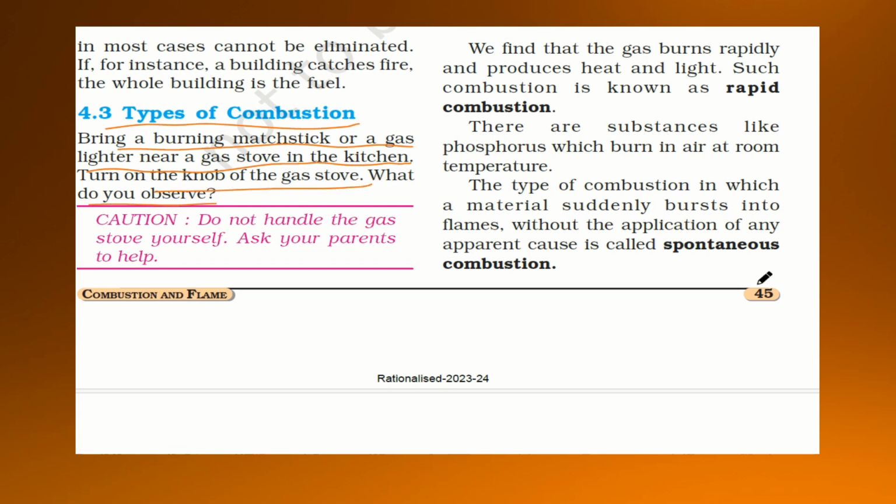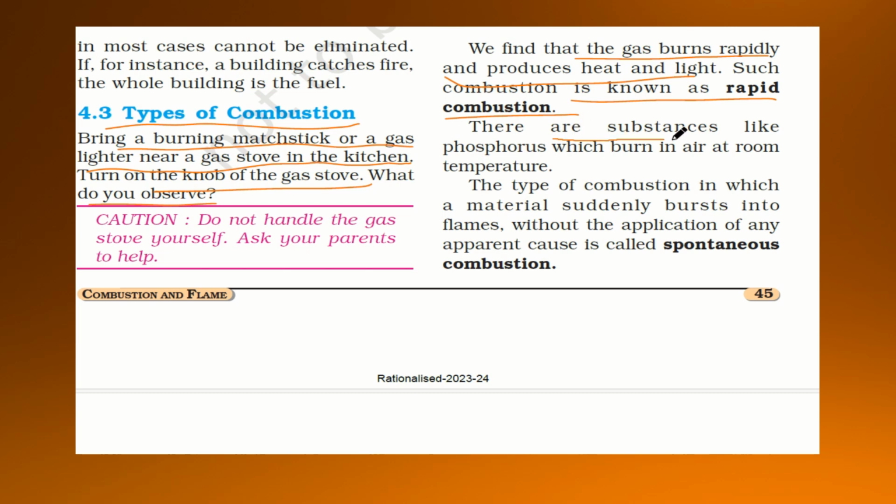So we are observing that the gas burns rapidly and it is producing heat and light. Such a combustion is known as rapid combustion, right? When you light the gas lighter and the gas burns rapidly, producing heat and light, this is called a rapid combustion.